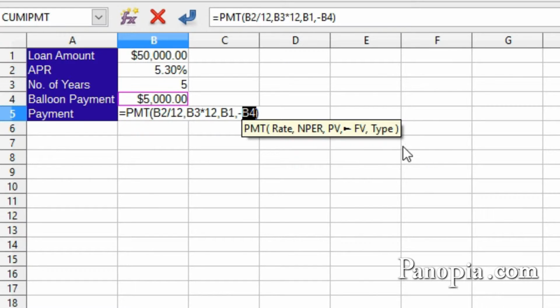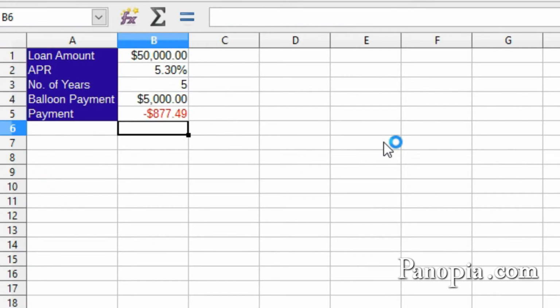The final parameter is optional and unnecessary. The payments are at the end of each period. Press enter, and there's the monthly payment amount.